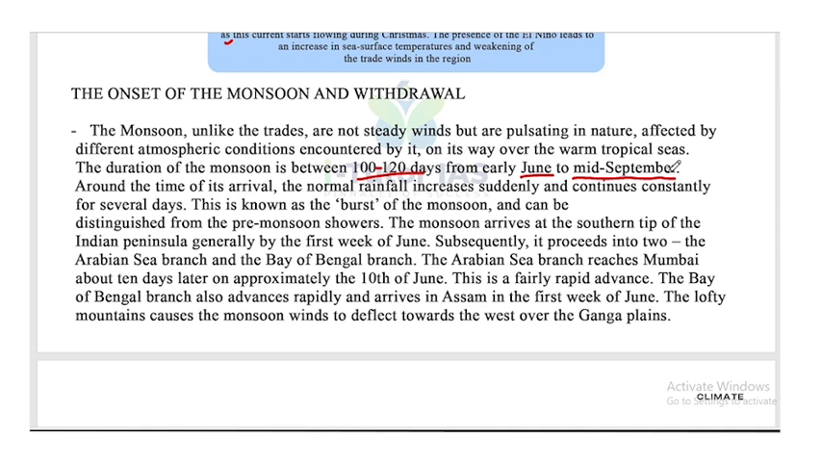Around the time of its arrival, the normal rainfall increases suddenly and continues for several days. This is known as the burst of monsoon, and it can be distinguished from the pre-monsoon showers. The monsoon arrives at the southern tip of the Indian peninsula generally by the first week of June, mainly in the southern region.